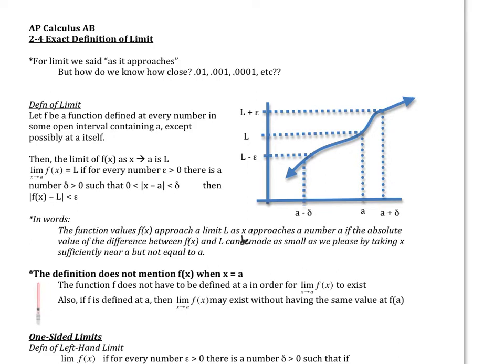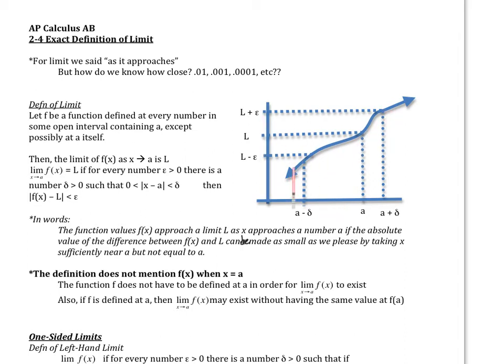And again, we need to take a look at the definition: it doesn't mention f of x when x equals a. The function f does not have to be defined at a in order for the limit as x approaches a of f of x to exist. Also, if f is defined at a, then the limit as x approaches a of f of x may exist without having the same value as f of a. So we've already talked about this situation where the value at f of a can be different than the limit. But again, as we get closer this way, we're going to get closer this way from epsilon to L. Okay, but it can vary.